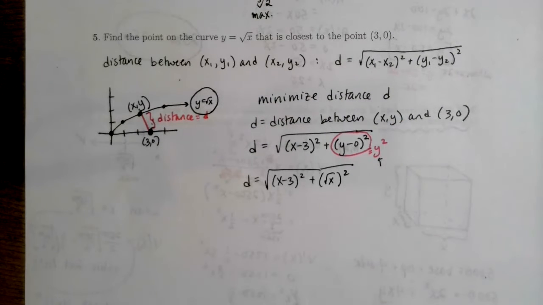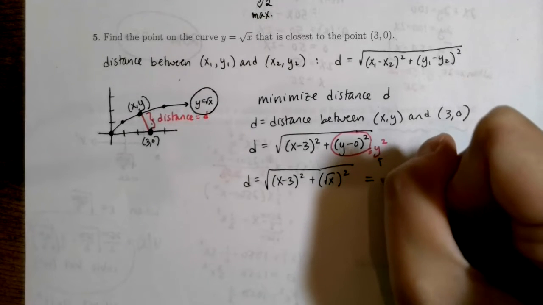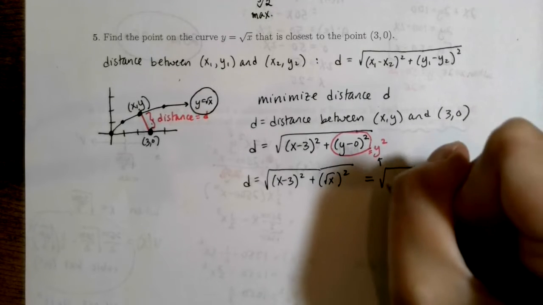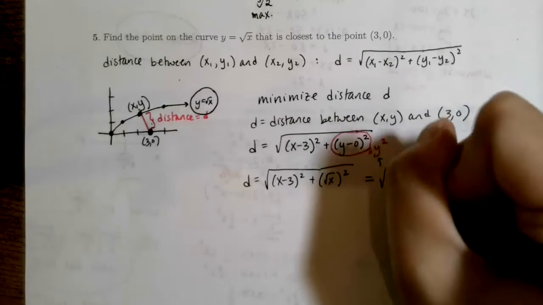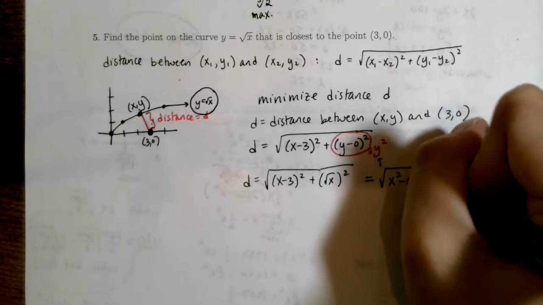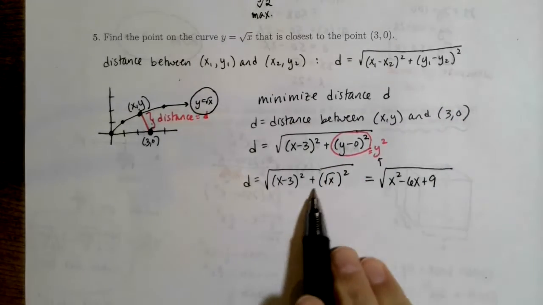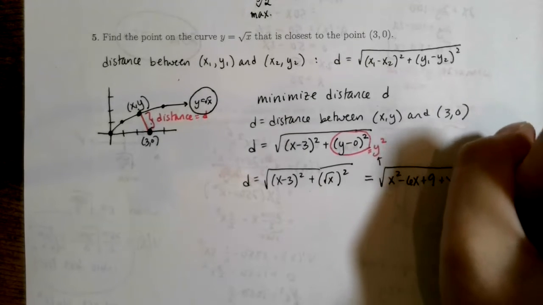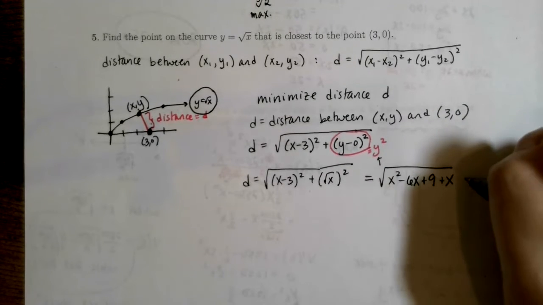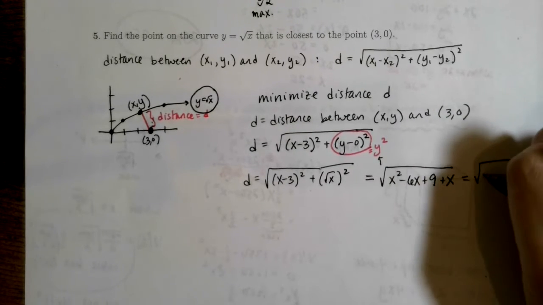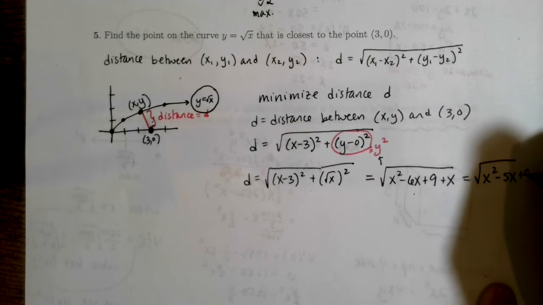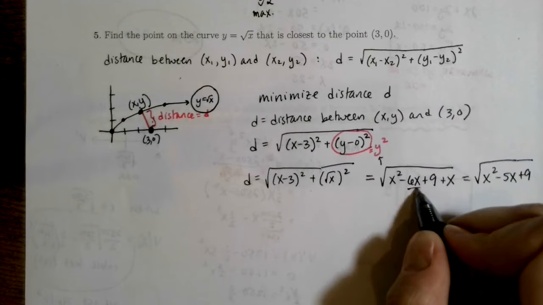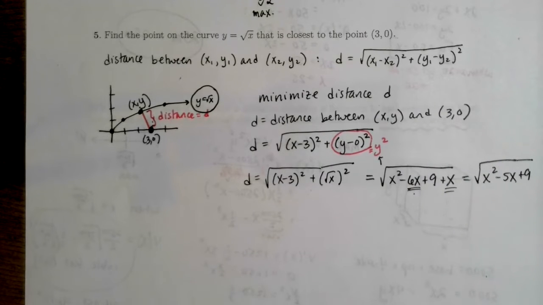And then, of course, the square root and the square cancel. Why don't we FOIL out this x minus 3 squared here? That would be x squared minus 6x plus 9, and then plus an extra x over here. So that makes this the square root of x squared minus 5x plus 9. I'm just combining this term and this term.